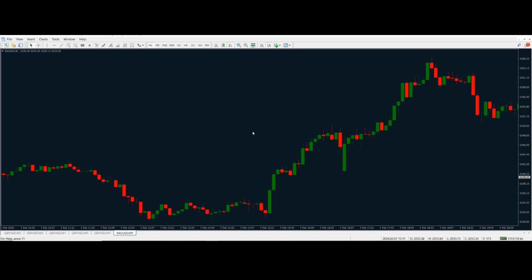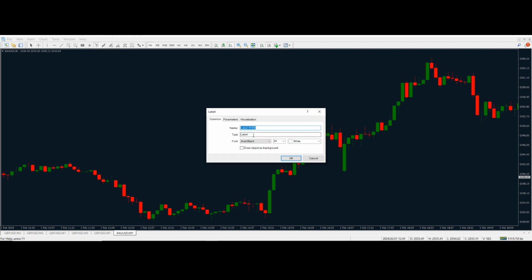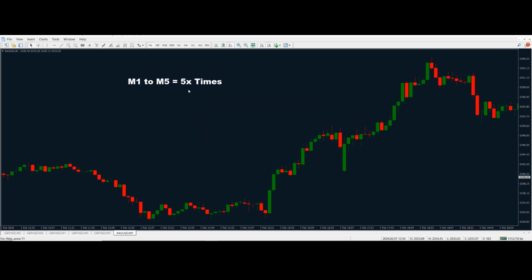Okay, so I'll explain how it works. We'll start by having some writing here, which will explain better what is going to happen. So we are on the 1 minute chart and we want to convert a moving average to a 5-minute chart. From the 1 minute chart to the 5-minute chart, it's 5 times. Okay, so let's do that. And this is the first idea.